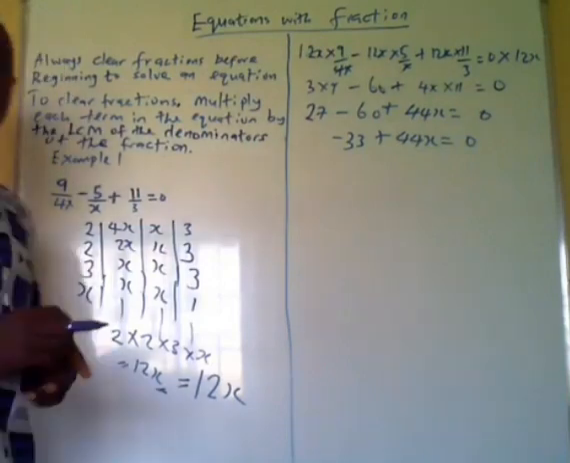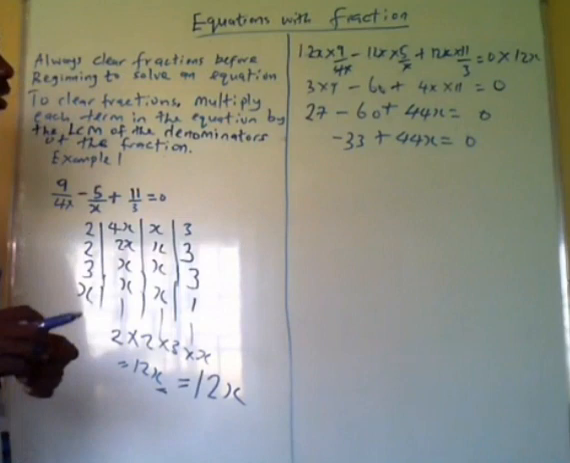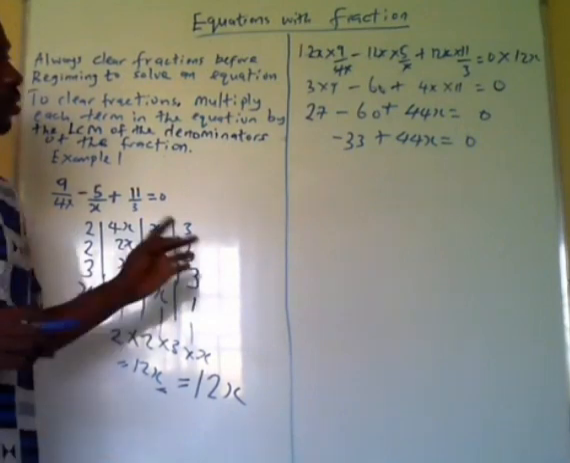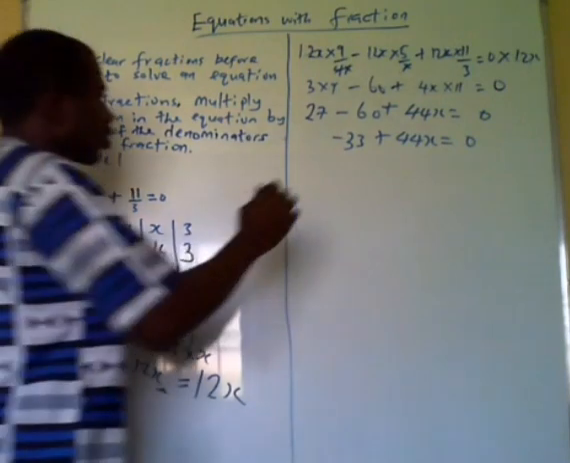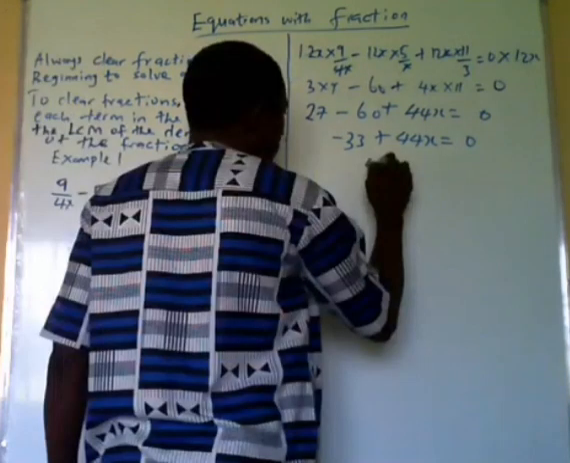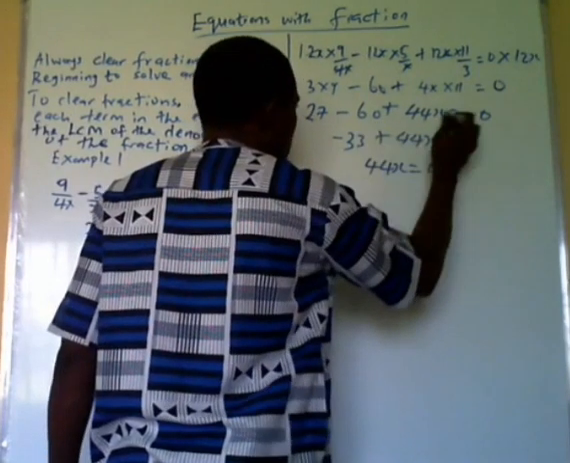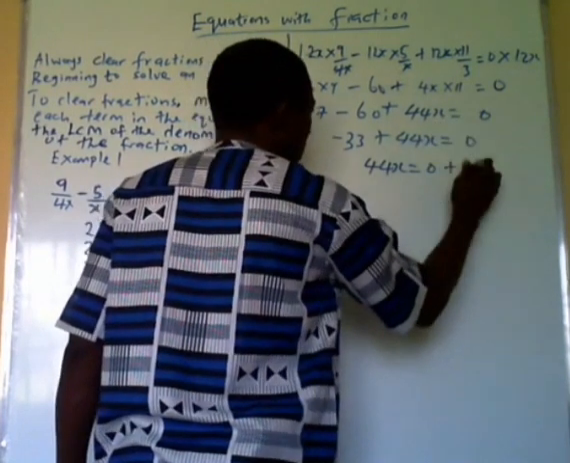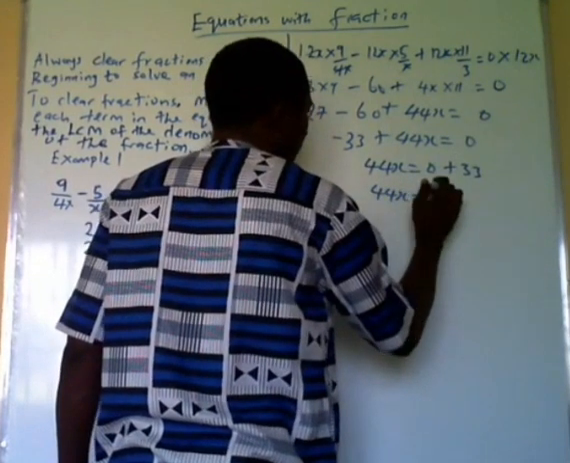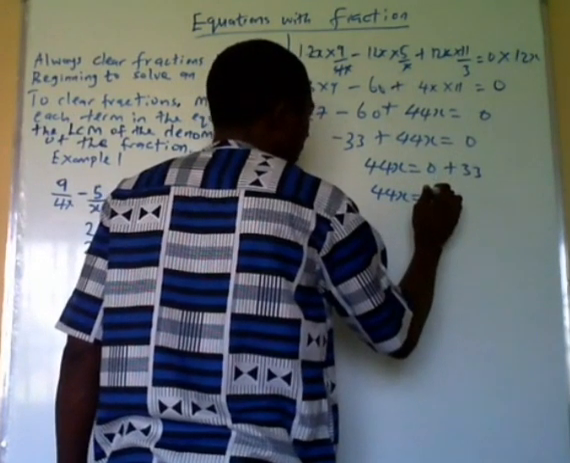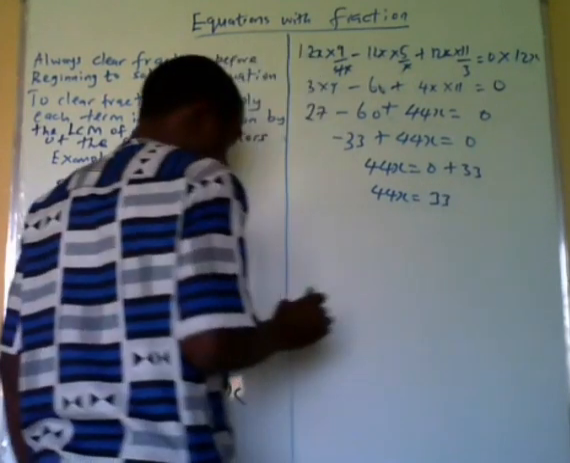Now whenever you transfer a negative term over the equal sign, it becomes positive. So this one becomes 44x is equal to 0 plus 33. So we have 44x equals 33. We are getting close to the answer now.